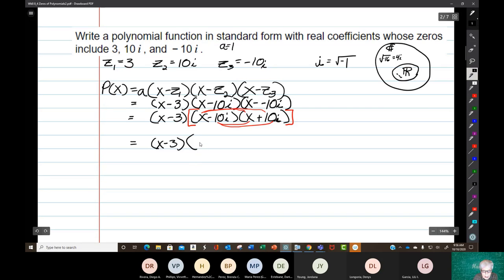So we're going to have x squared plus 10i times x minus 10i times x minus 10 times 10 is 100, 100 i times i is i squared.